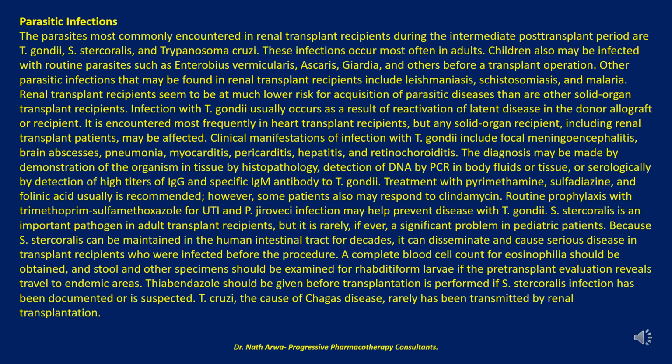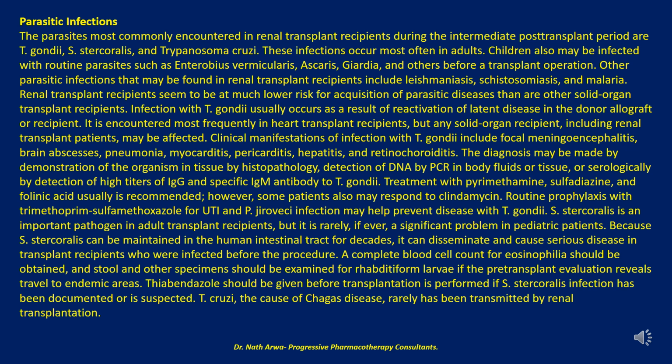We will now focus on parasitic infections. The parasites most commonly encountered in renal transplant recipients during the intermediate post-transplant period are Toxoplasma gondii, Strongyloides stercoralis, and Trypanosoma cruzi. These infections occur most often in adults. Children also may be infected with routine parasites such as Enterobius vermicularis, Ascaris, Giardia, and others before a transplant operation.